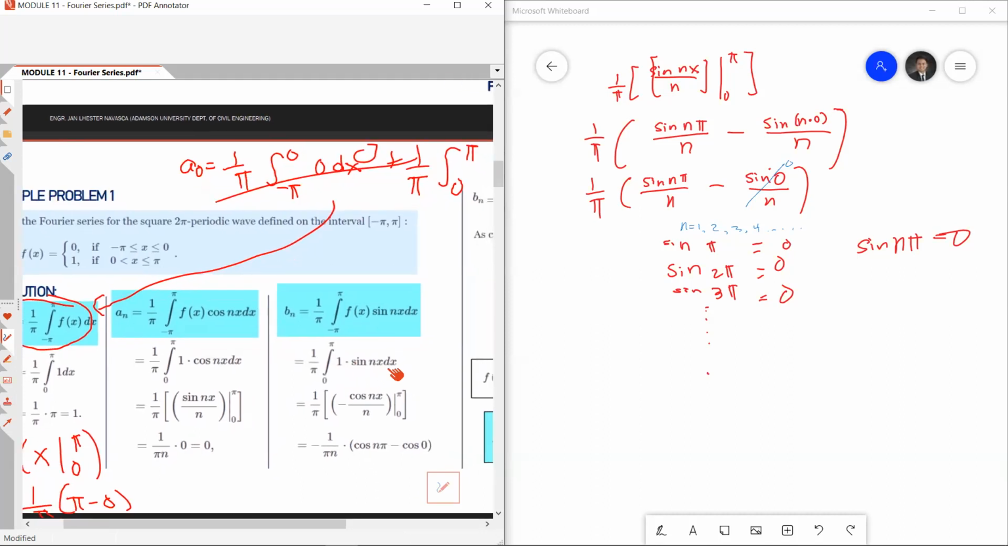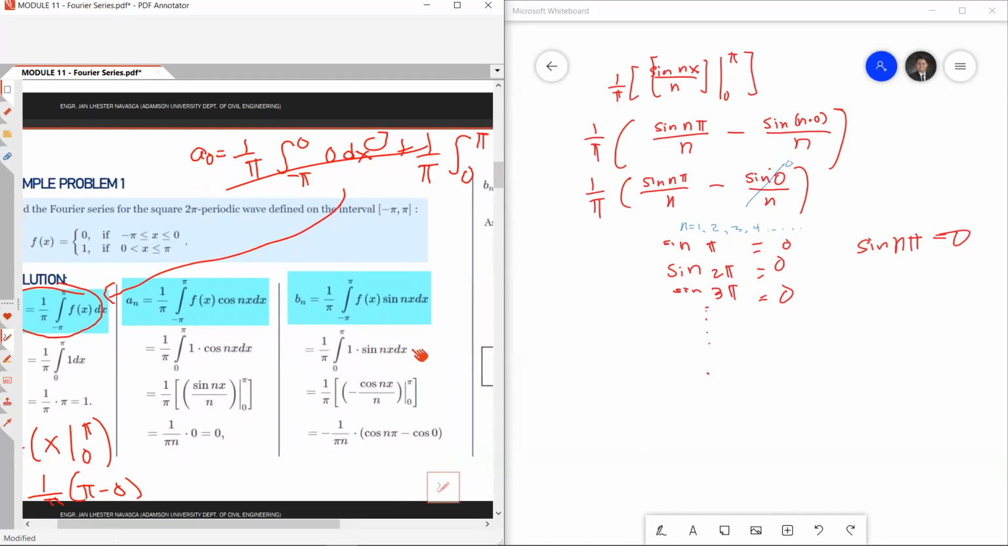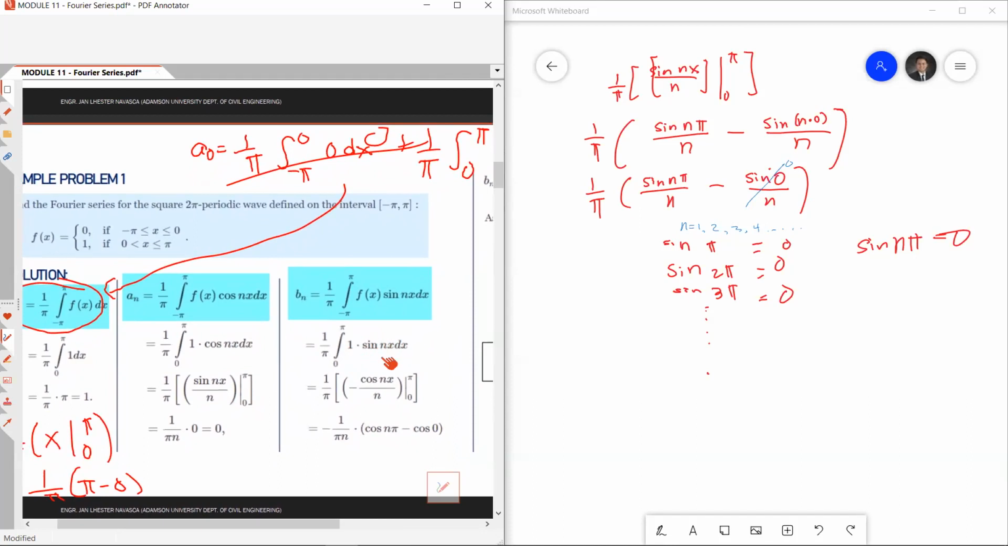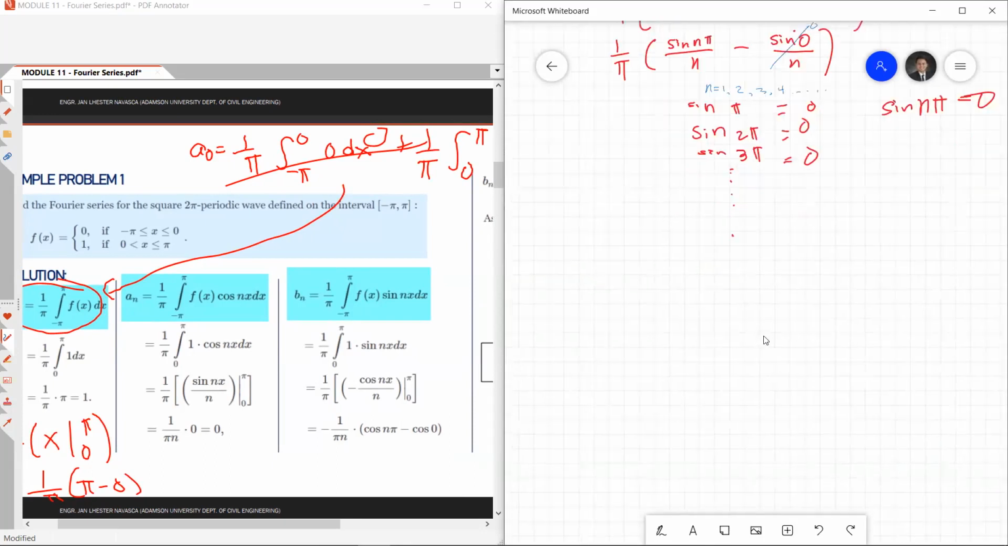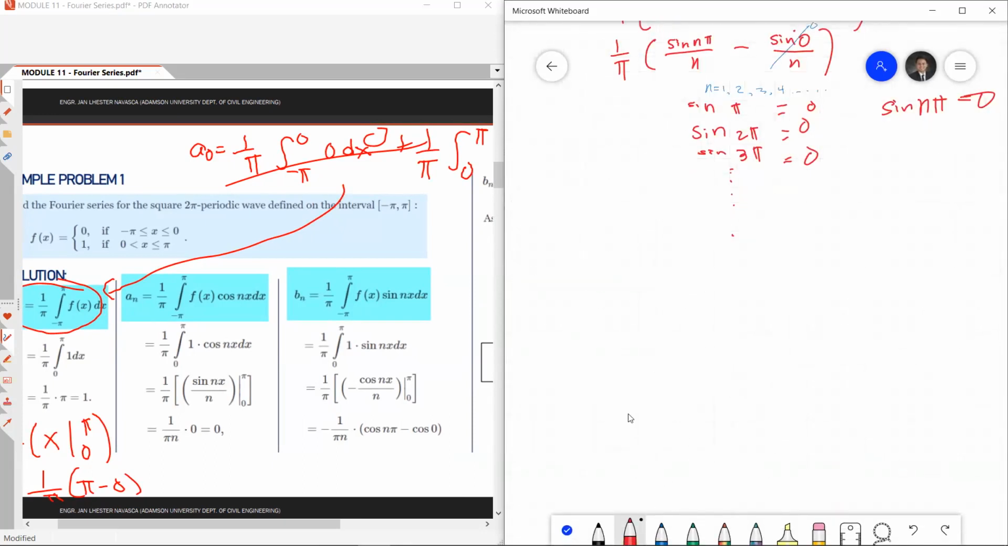So what is the integral of sine nx dx? The integral of sine nx dx is negative cosine nx over n. Since it is just 1 times that, it doesn't matter. So what you have left is this integral of sine nx dx, which we now evaluate using negative cosine nx over n from 0 to pi. So how do we evaluate it? The same way, to evaluate cosine nx over n from 0 to pi is this one.